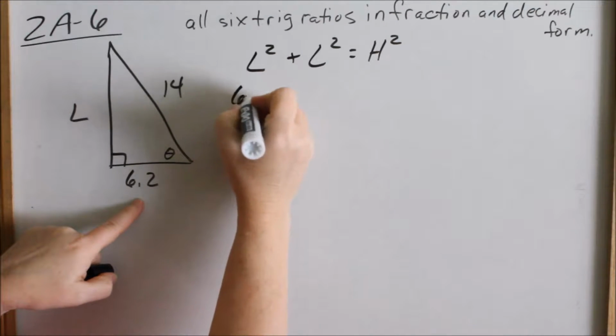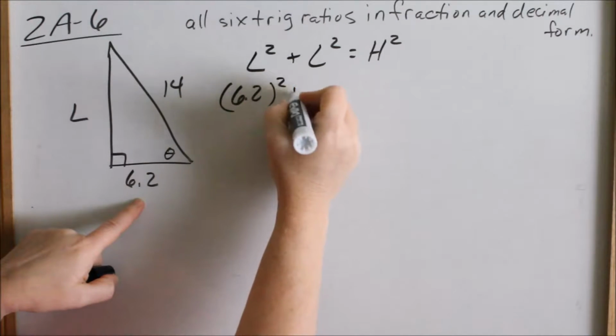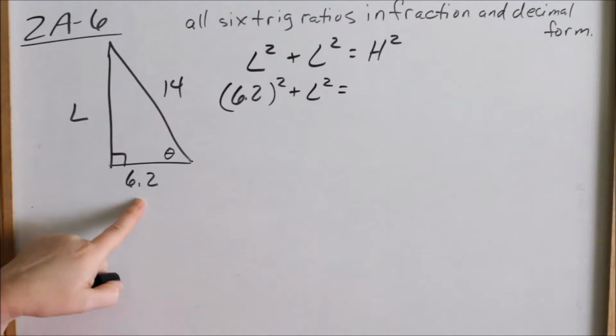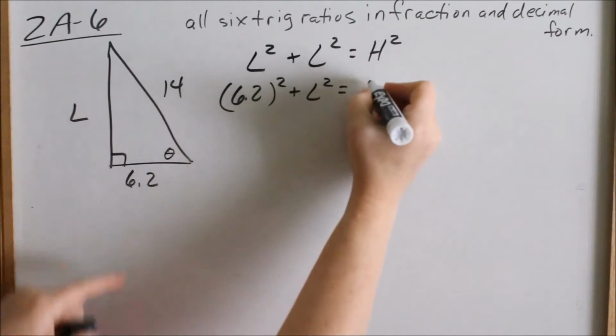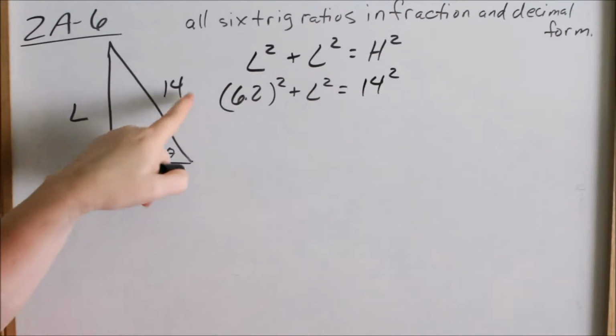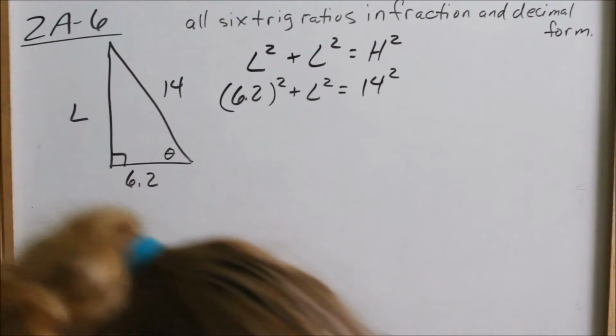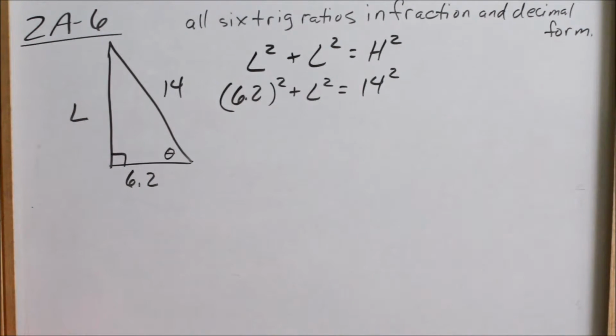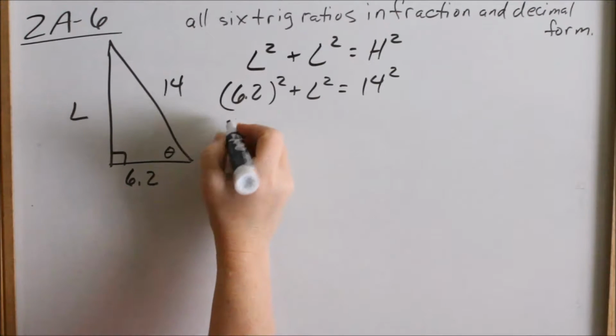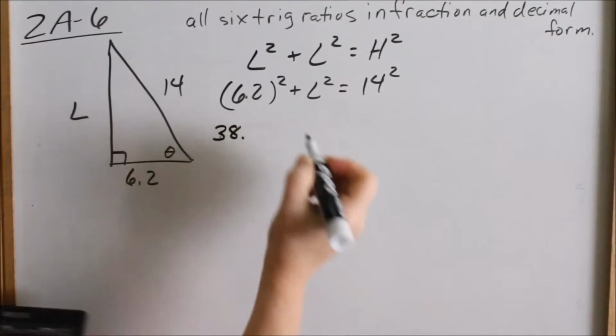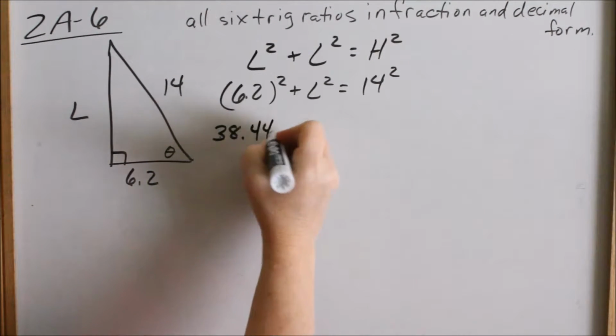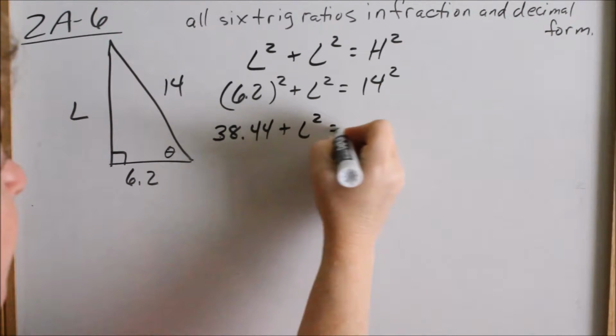One of my legs is 6.2. I don't know the other leg. Be sure and put everything in the right place. 14 is your hypotenuse. 14 is across from the right angle. The side across from the right angle is always the hypotenuse. So 6.2 squared is 38.44. We don't know the other leg.